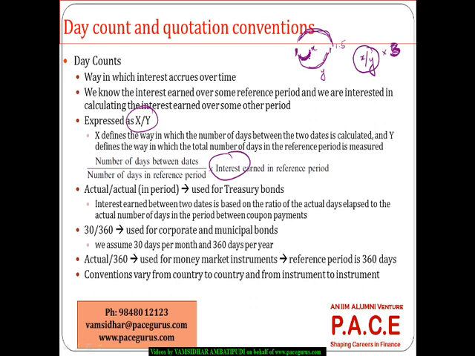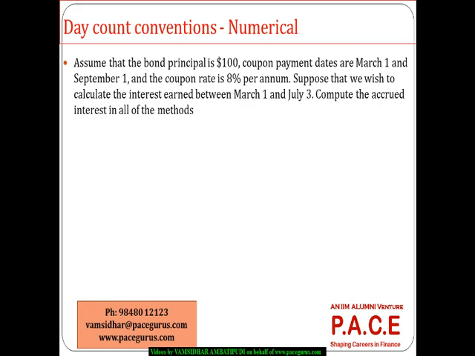Now in the determination of the number of days for this as well as this, there are three kinds of conventions. For that, let's take one example, which will make things easier for us. I'm assuming that the bond principal is $100, and the coupon payment date is March 1st, so let's put it in a spreadsheet.